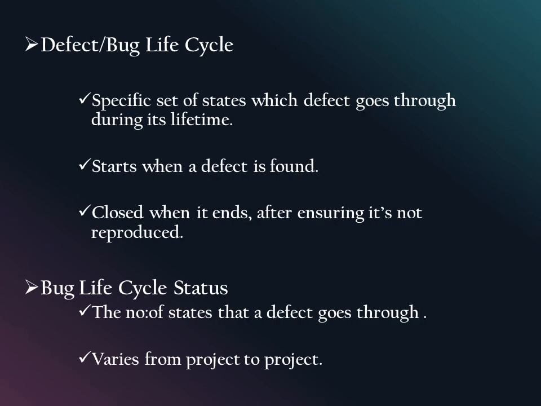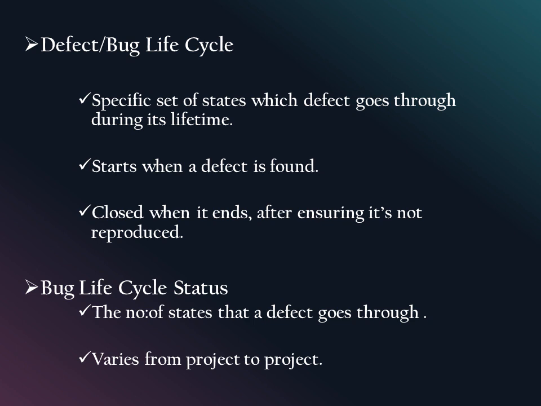Defect or bug life cycle. Life cycle means specific set of stages which defect goes through during its lifetime. It starts when a defect is found and closed when it ends, after ensuring it is not reproduced. Reproduced means some errors will exist in other pages too, the same error. Then we say that the error is reproduced.